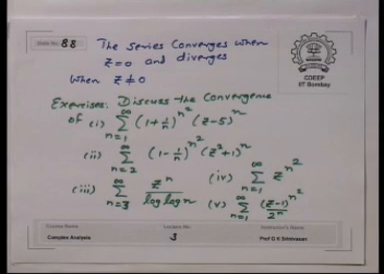Fourth one is sigma n from 1 to infinity z to the power n squared, and fifth one is sigma n from 1 to infinity (z minus 1) to the power n squared upon 2 to the n. Use ratio test and root test. These are all exercises on ratio test, root test.